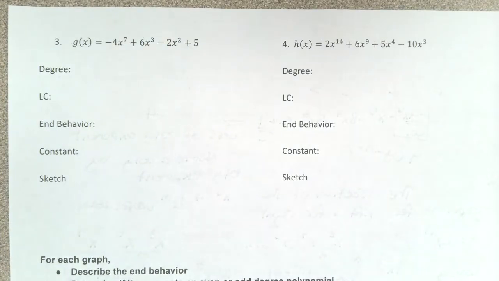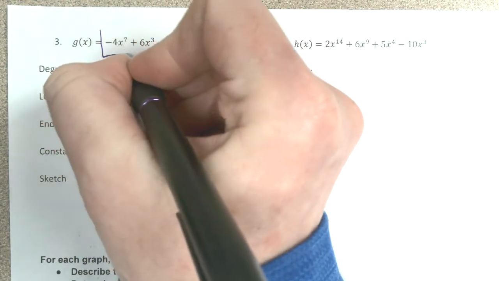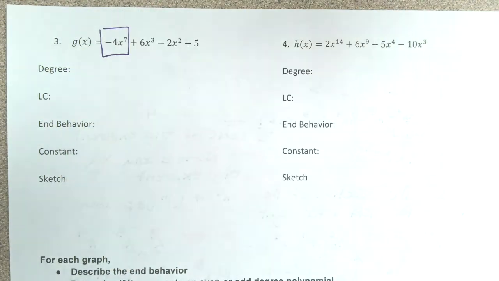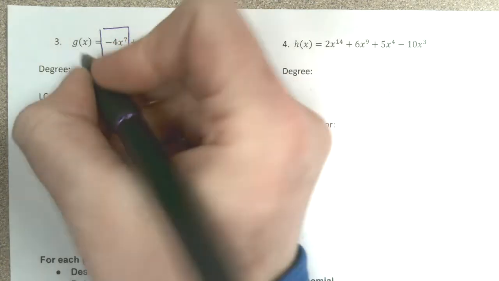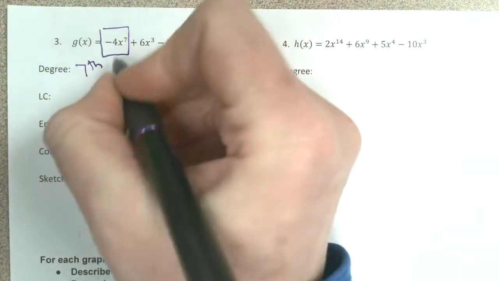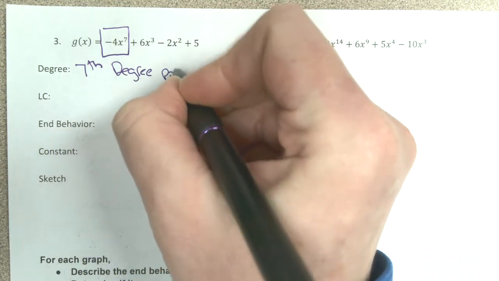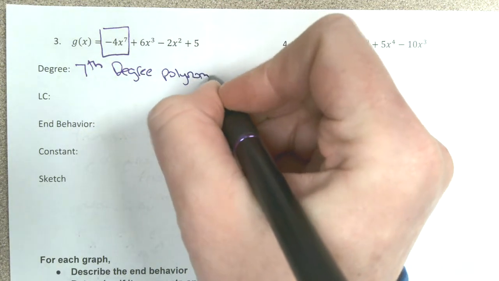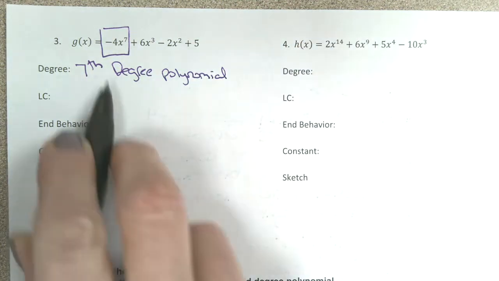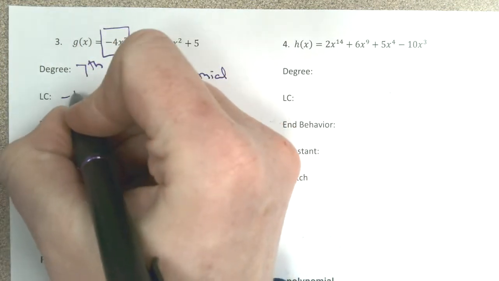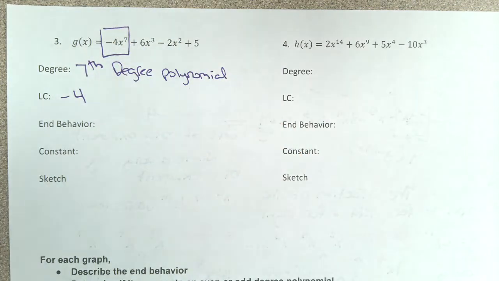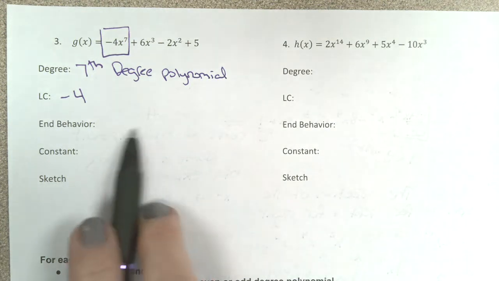All right, number 3. What is the degree of this? The degree always refers to your biggest exponent. This is a 7th degree polynomial. The leading coefficient is always the coefficient of your biggest exponent. Therefore, this is -4. End behavior.